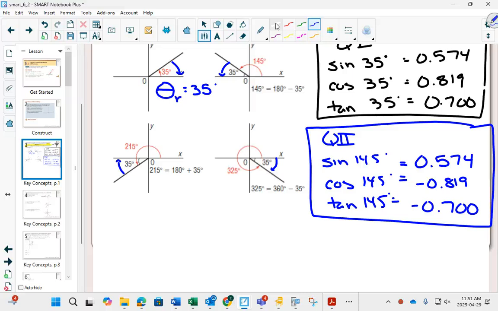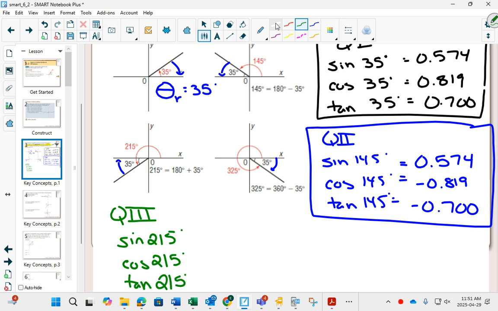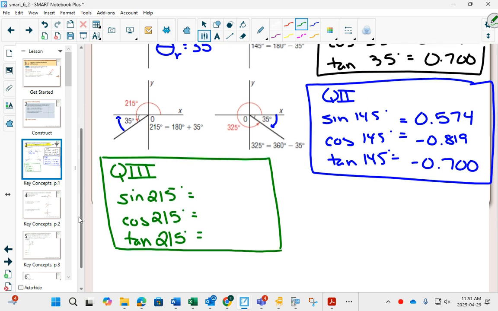Now we're going to switch colors. We're going to go to quadrant 3. Now I'm not going to let you use your calculator. Sine of 215 degrees. So it's the same reference angle. This is why reference angles are so powerful. Tan of 215 degrees, to 3 decimal places. You might get this wrong, it's okay, but you might be very close.